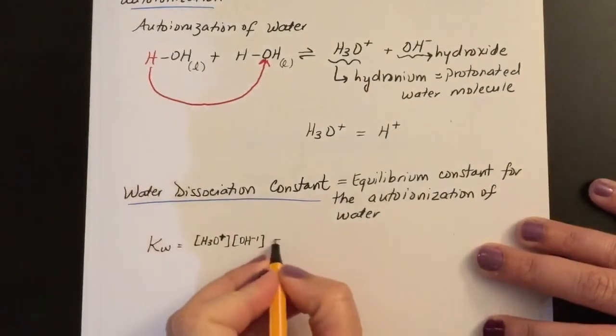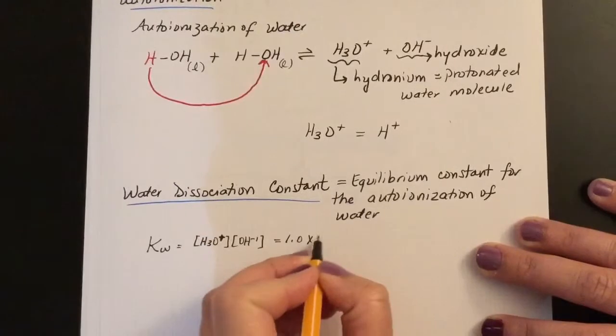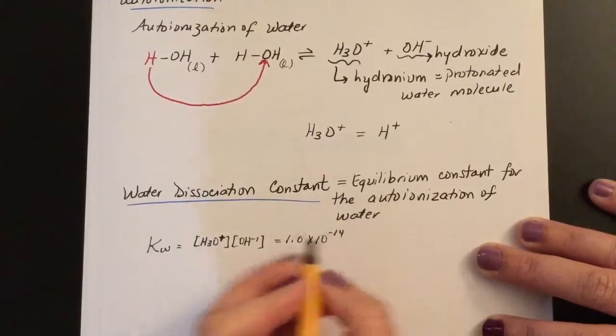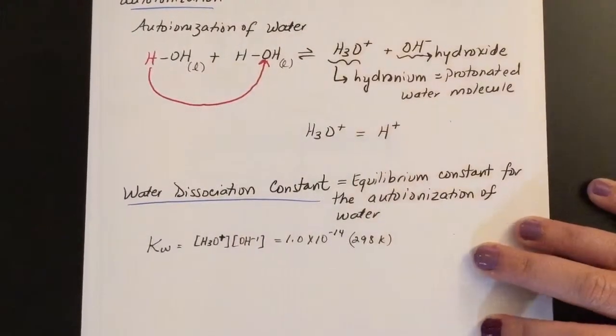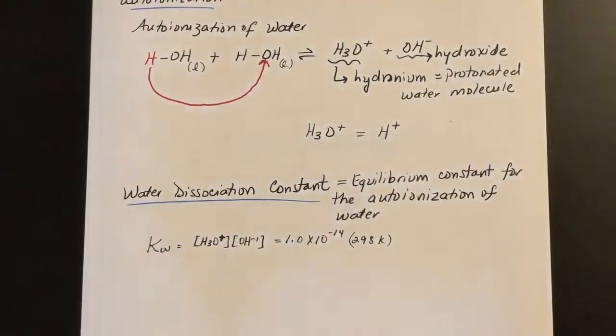For that equilibrium constant, we have a value equal to, and the degree of dissociation is going to depend on temperature. So at room temperature, 298 kelvins, we have 1 times 10 to the minus 14.